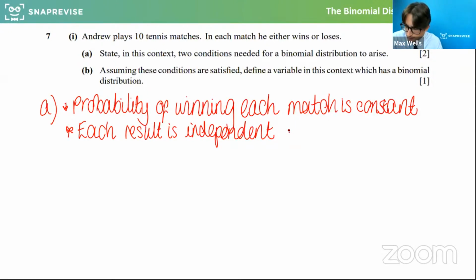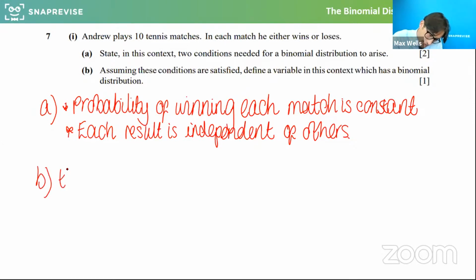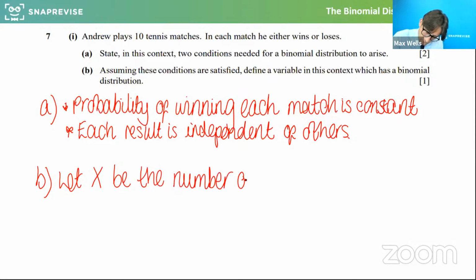So independent of others. Now, this is how we answer the question. Assuming these conditions, define a variable in this context. So for part B, I would say let X be the number of matches Andrew wins. This is the thing we're trying to work out. This is the thing we're trying to assign probabilities to. So X be the number of matches Andrew wins.